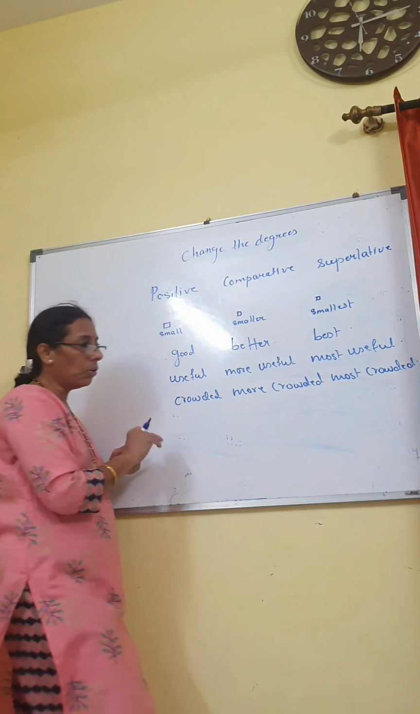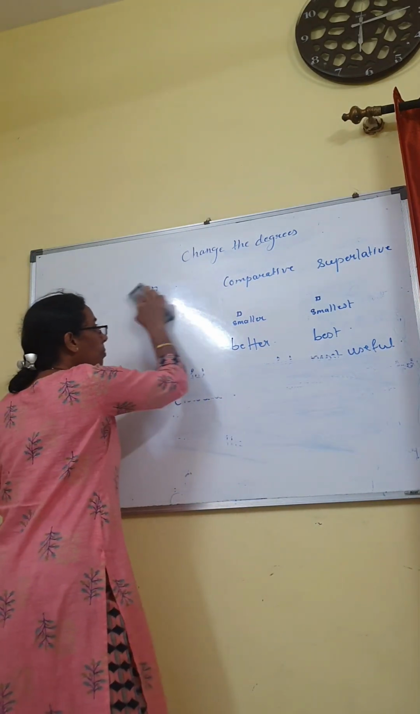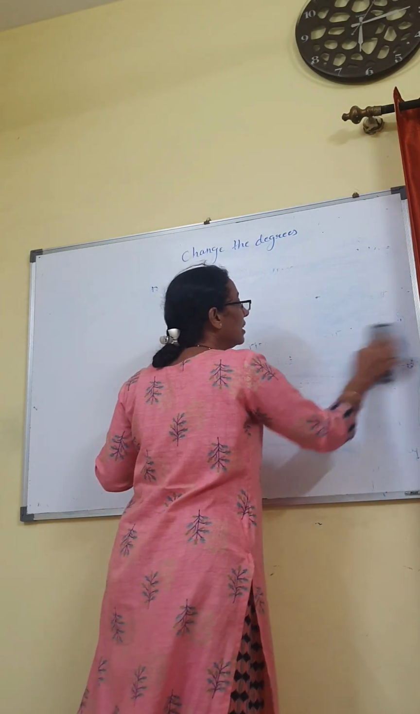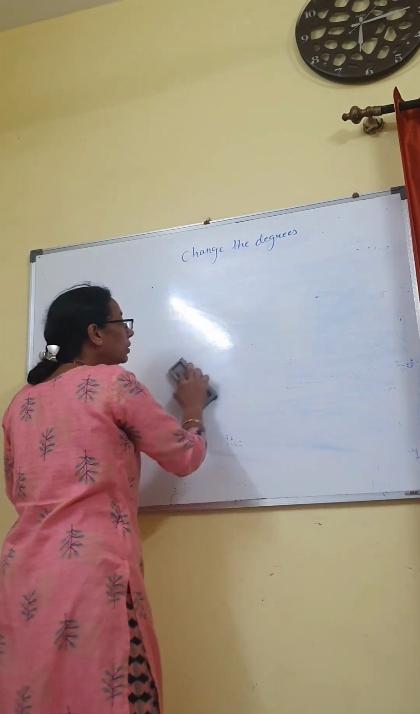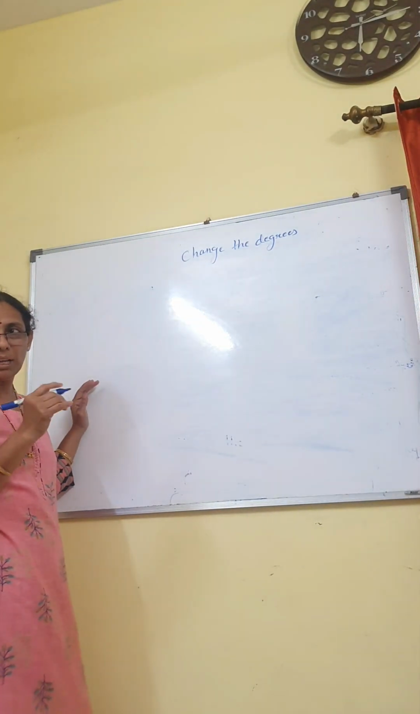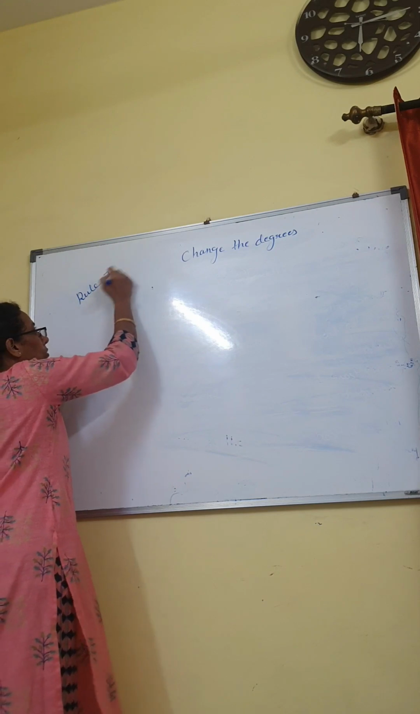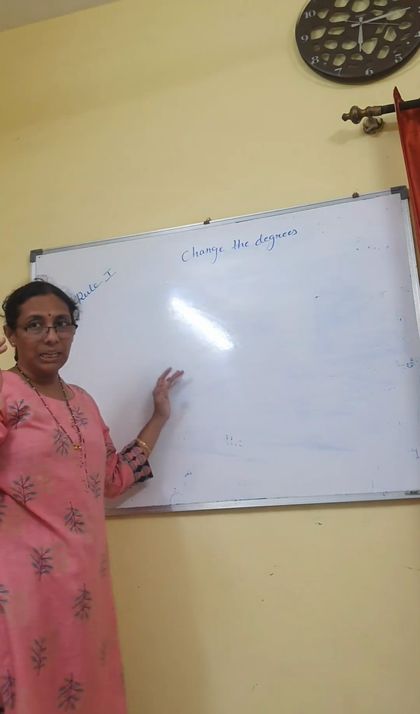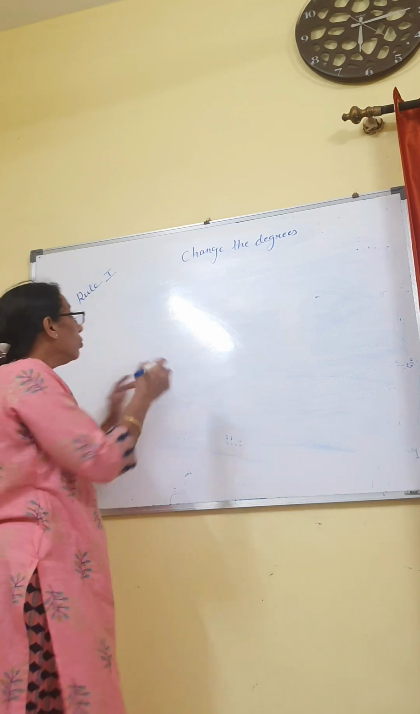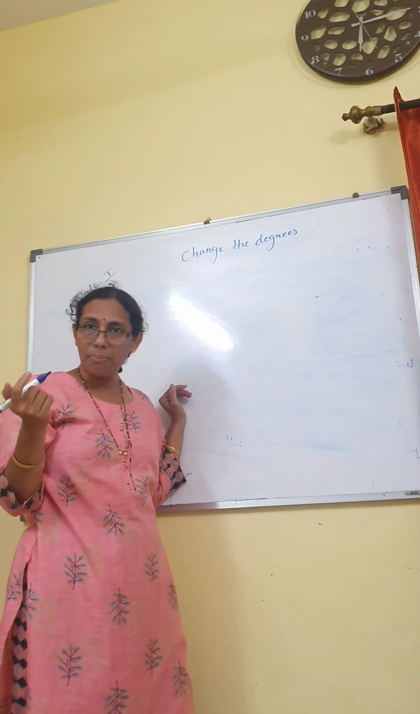Got it? Okay. Now let us see how to change from one degree to another, that is the transformation of sentences from one degree to another. So let us see the first rule. What is the first rule? Number 1, how I explain it is, in this we have 1:1 comparison. What do you mean by 1:1 comparison?